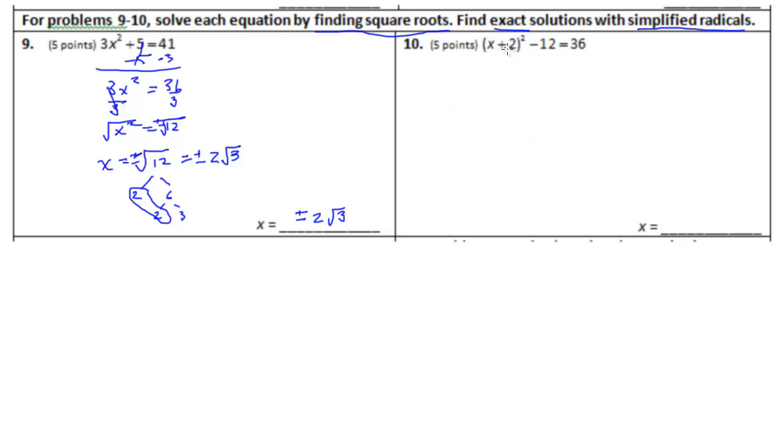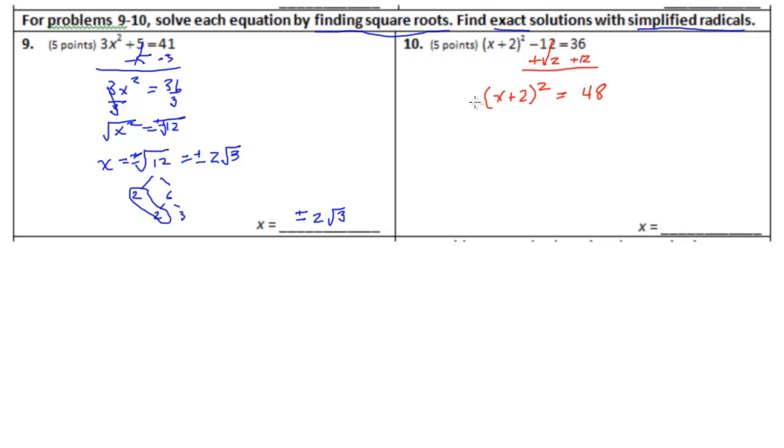Now, on the next one, here we have the squared factor, or the squared term, is x plus 2. We need to isolate this, and we do that by adding 12 to both sides. Add 12 to 36. And that's going to give us on the left, 12's cancel here, x plus 2 squared is equal to 48.